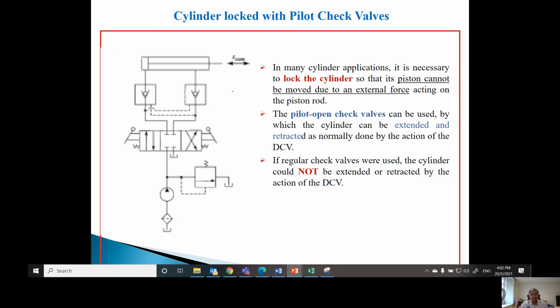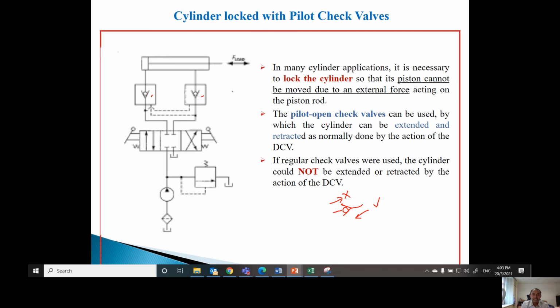So in order to do this, you can use a pilot open check valve. This is the symbol for a check valve. We have two here, but the difference is this is a pilot open check valve. For a normal check valve, you know that it will only allow the flow in this direction, right? You have the flow, and then it will block in this direction. So this is a normal check valve.